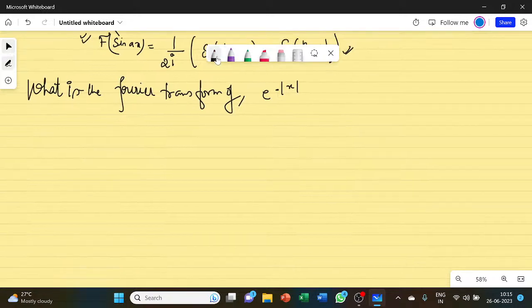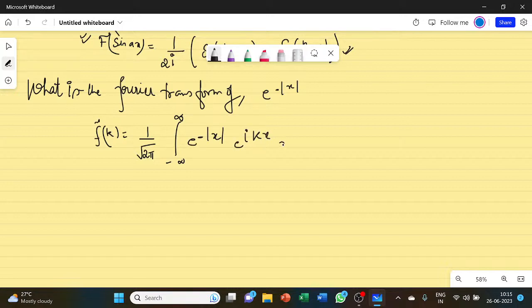Okay. So the Fourier transform of e to the power minus modulus of x, what would it be like? I'll write f tilde k is simply 1 upon root over 2 pi, integral from minus infinity to plus infinity. Instead of f of x, I'll write e to the power minus modulus of x, e to the power iota kx dx.